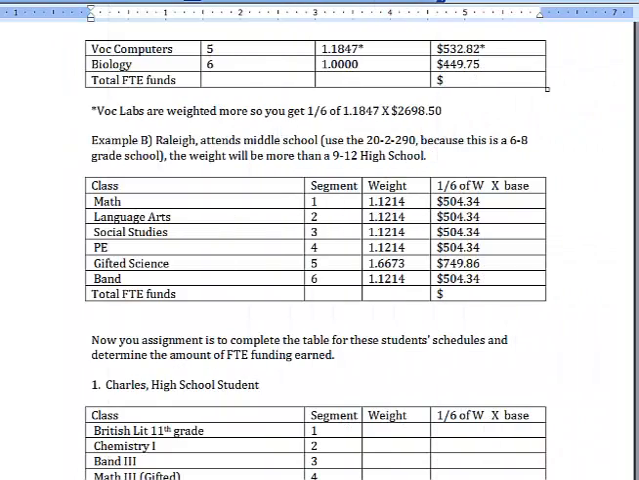So let's go back to our chart and look where I got them. That's where I got them. This is a true middle school, but it's just a regular math class in segment 1, segment 2, regular language arts. When I multiply that times the base salary of $2,698, I get the breakdown of what it would be, $504.34.